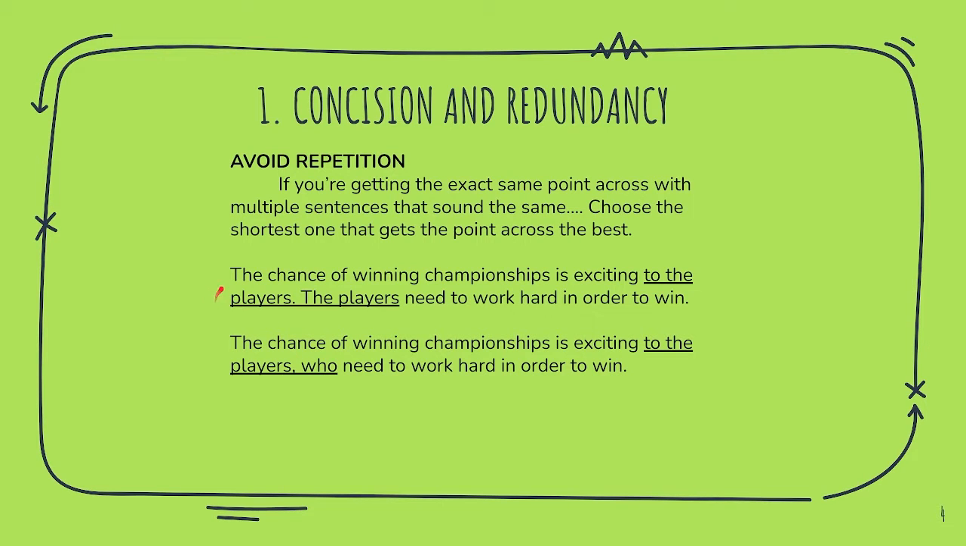So here we have two complete sentences. The chance of winning championships is exciting to the players. And the other sentence is, the players need to work hard in order to win. Right here, we have a redundant part in which we refer to the players twice. You can see here that if we just use comma who, we get the same point across because we know who we're specifying, the players.